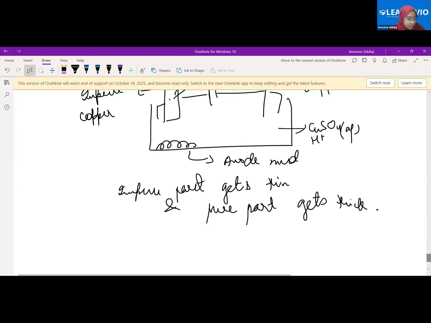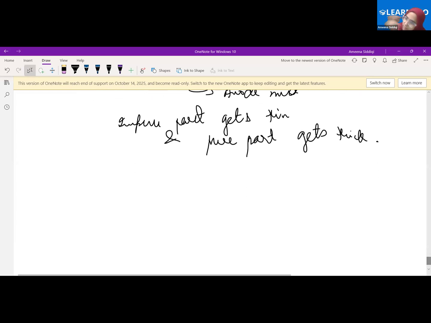So basically what are we using as the electrolyte? Some metal salt, okay? Metal salt solution we are using as the electrolyte. Whatever metal we are refining, we'll use the metal salt solution of that metal, correct? That's it. Any problem here?